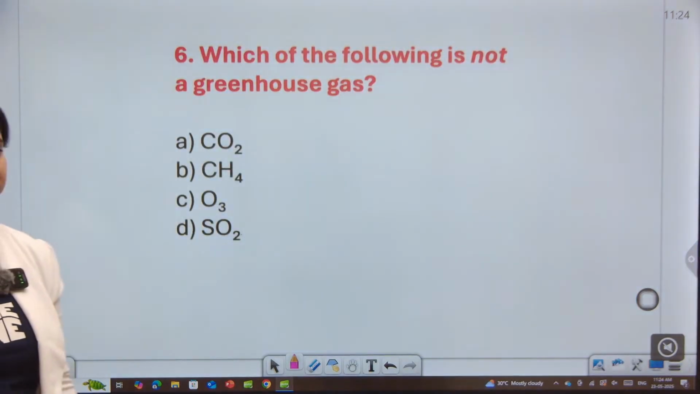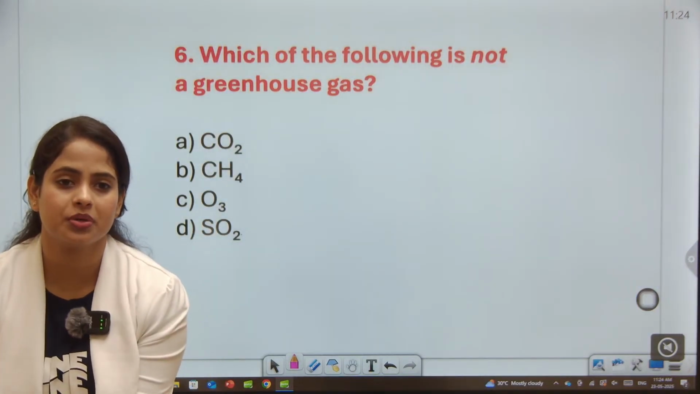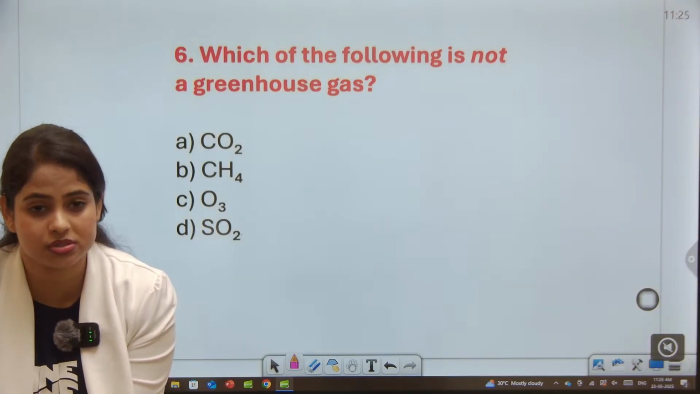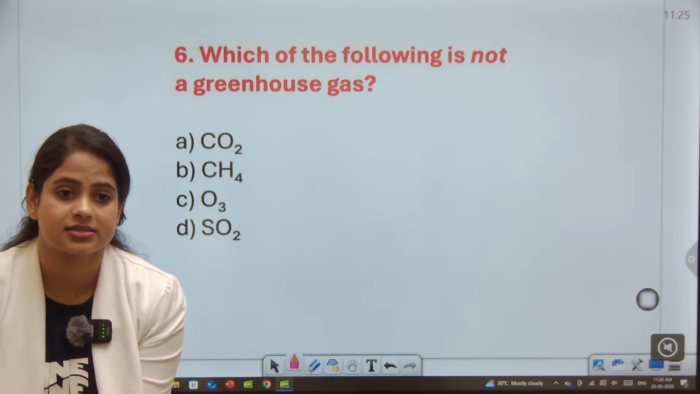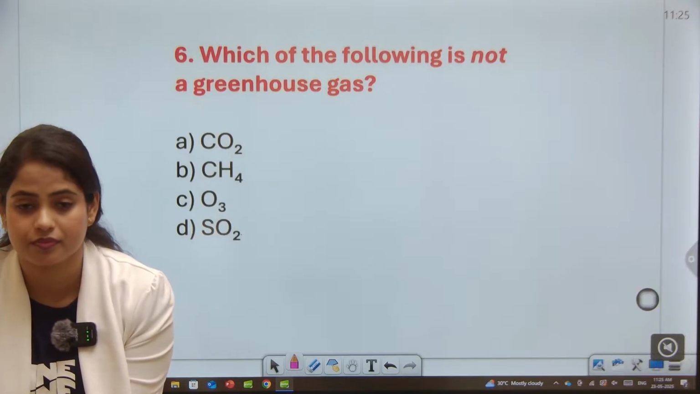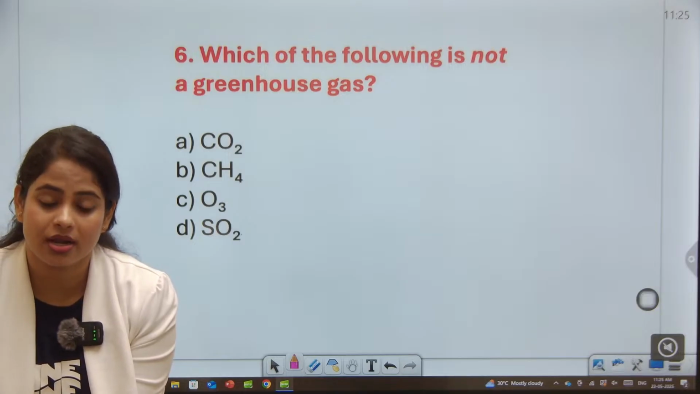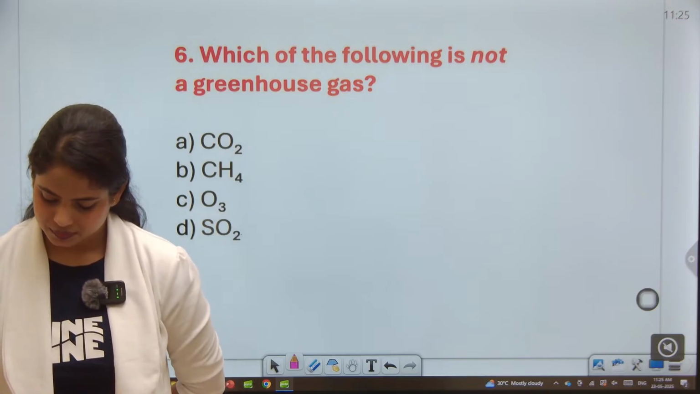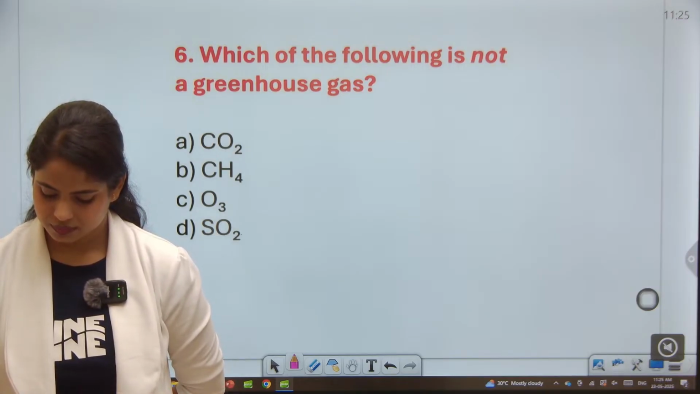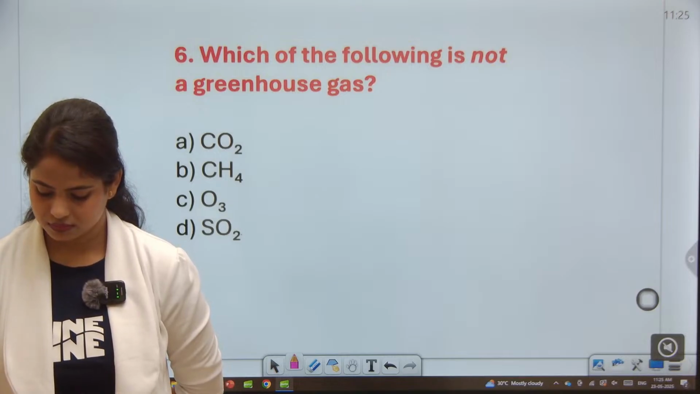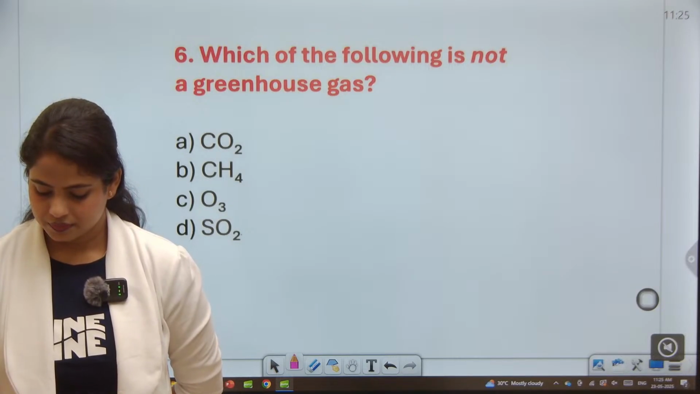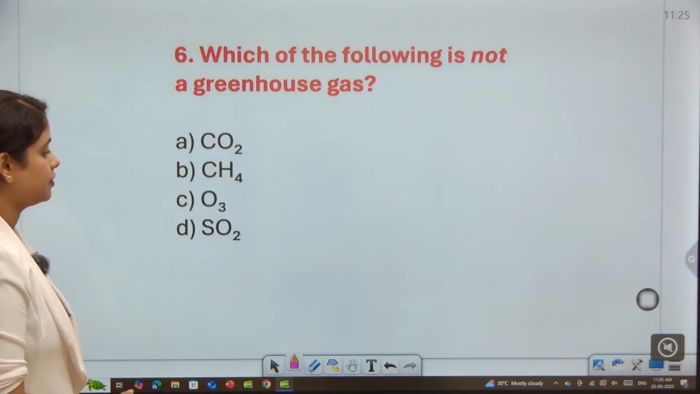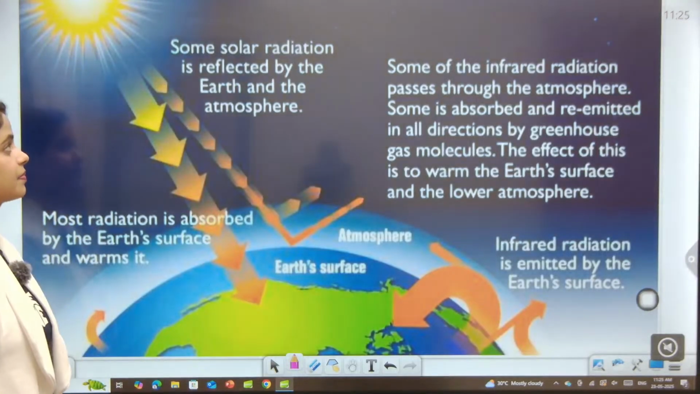Next question. Which of the following is not a greenhouse gas? Carbon dioxide, methane, ozone or sulfur dioxide. Tell me what will be the right answer. Which of the following is not a greenhouse gas? That is C.